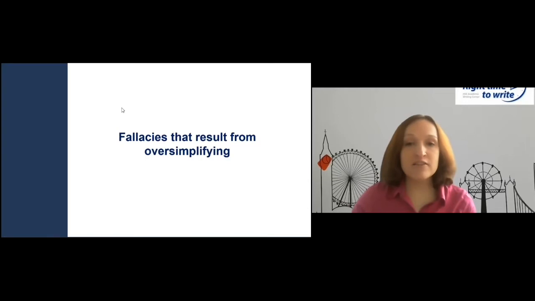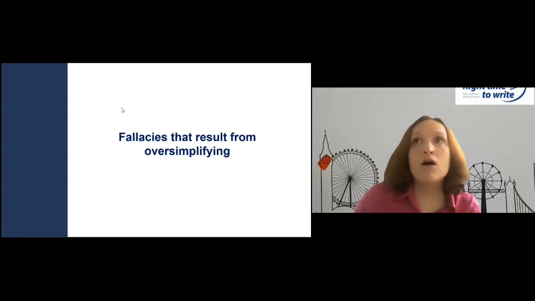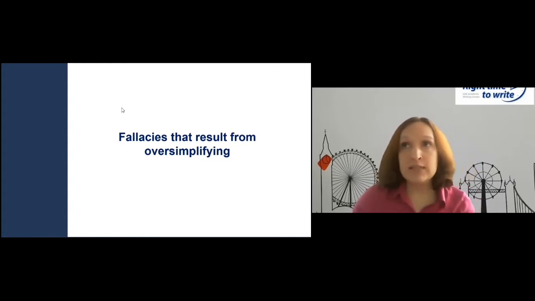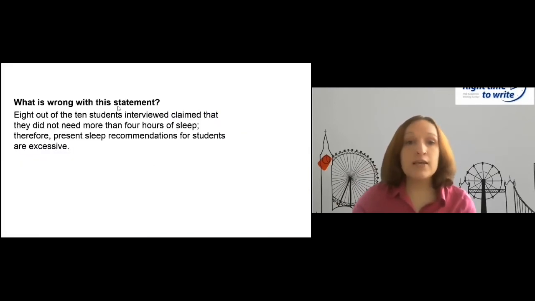I should say that the fallacies that we are going to look at now result from oversimplifying, from what does it mean? From ignoring important consequential circumstances of the context of the argument, and just focusing on something very, very simple, simplistic. Okay, so that was the first statement. What is wrong with it?